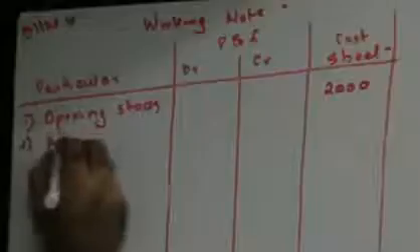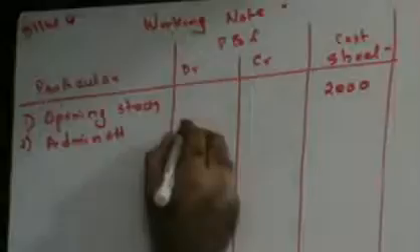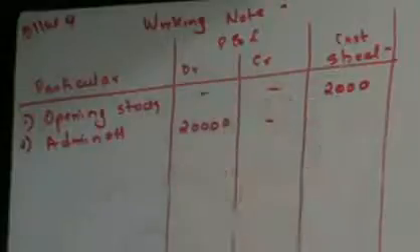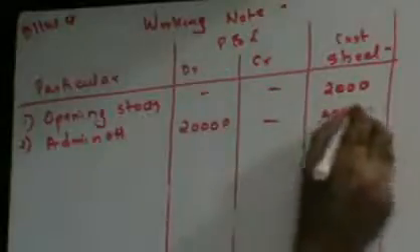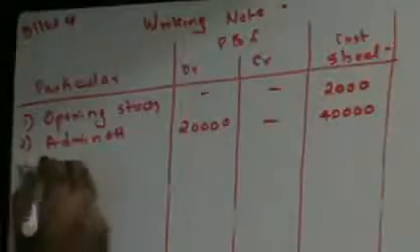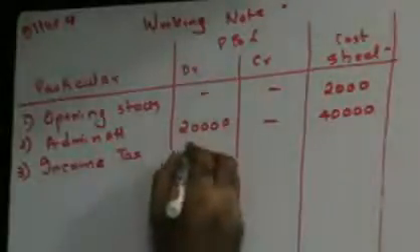Next, administrative overheads charged in financial accounts was 20,000, but recovered in cost is 40,000. So admin overheads charged in financial accounts is 20,000. It's an expense, therefore it is on the debit side. But recovered in cost is 40,000. You have recorded 40,000 in the cost sheet, right? Next, income tax provision. Income tax, we know, comes in the P&L account on the debit side, 1,200.